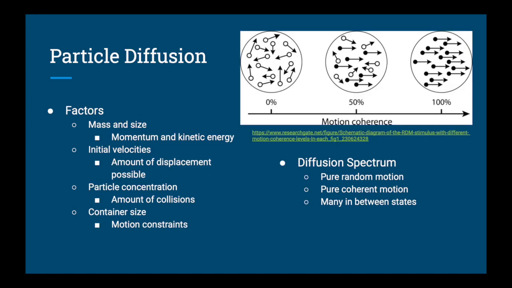Particle diffusion is dependent on factors including the mass and size, initial velocities, concentration of the particle, and the container size. As mass increases, diffusion slows. Initial velocities that are high are associated with higher initial diffusion rates. Higher concentrations diffuse down the gradient more quickly than solutions of similar concentrations. Container size will constrain motion and change how much distance particles must move to diffuse.